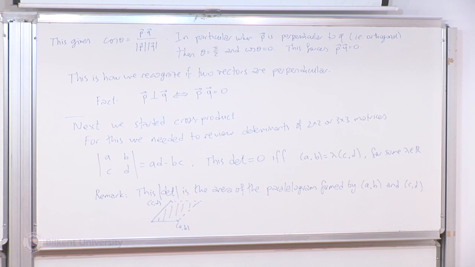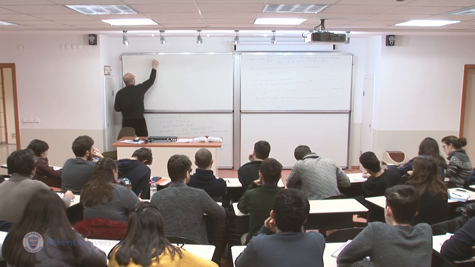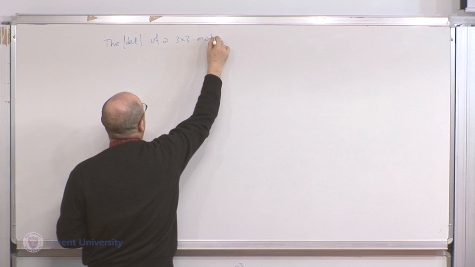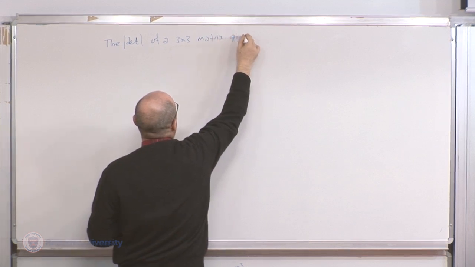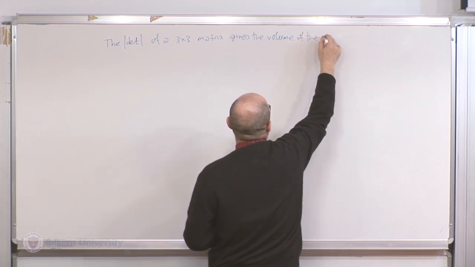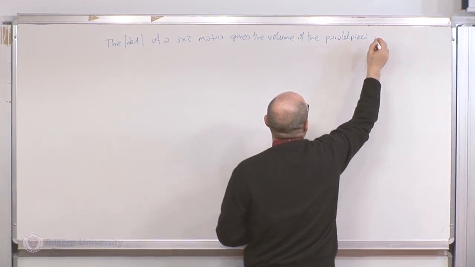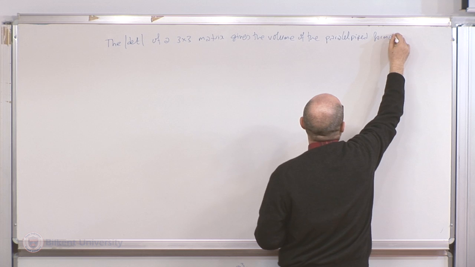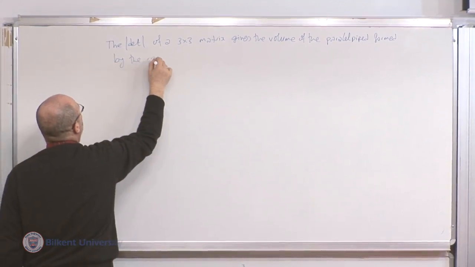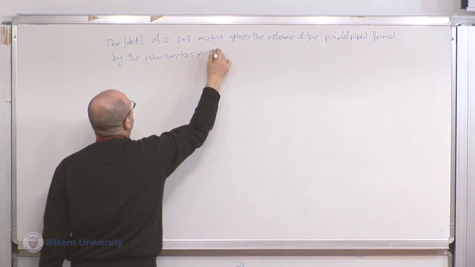The determinant, or absolute value of the determinant, of a 3 by 3 matrix gives the volume of the parallelepiped formed by the row vectors in R3.